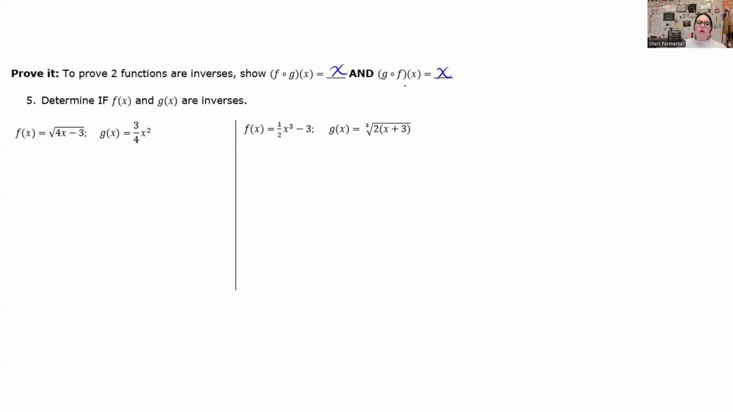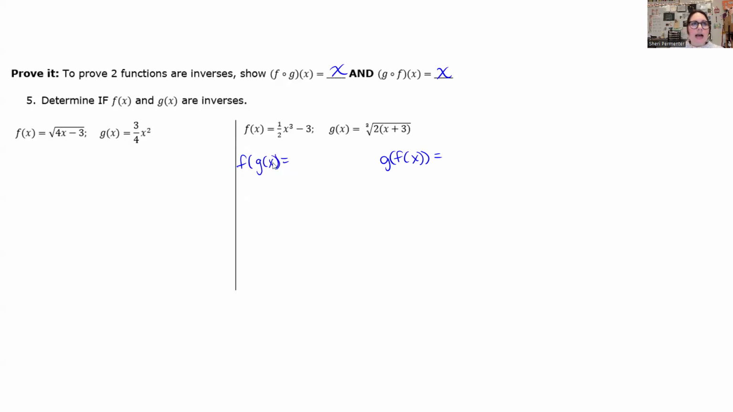We're going to actually start with the functions on the right so that I can show you how this works. I have to do both: f of g of x, and g of f of x. Oops, I'm missing parentheses right there.